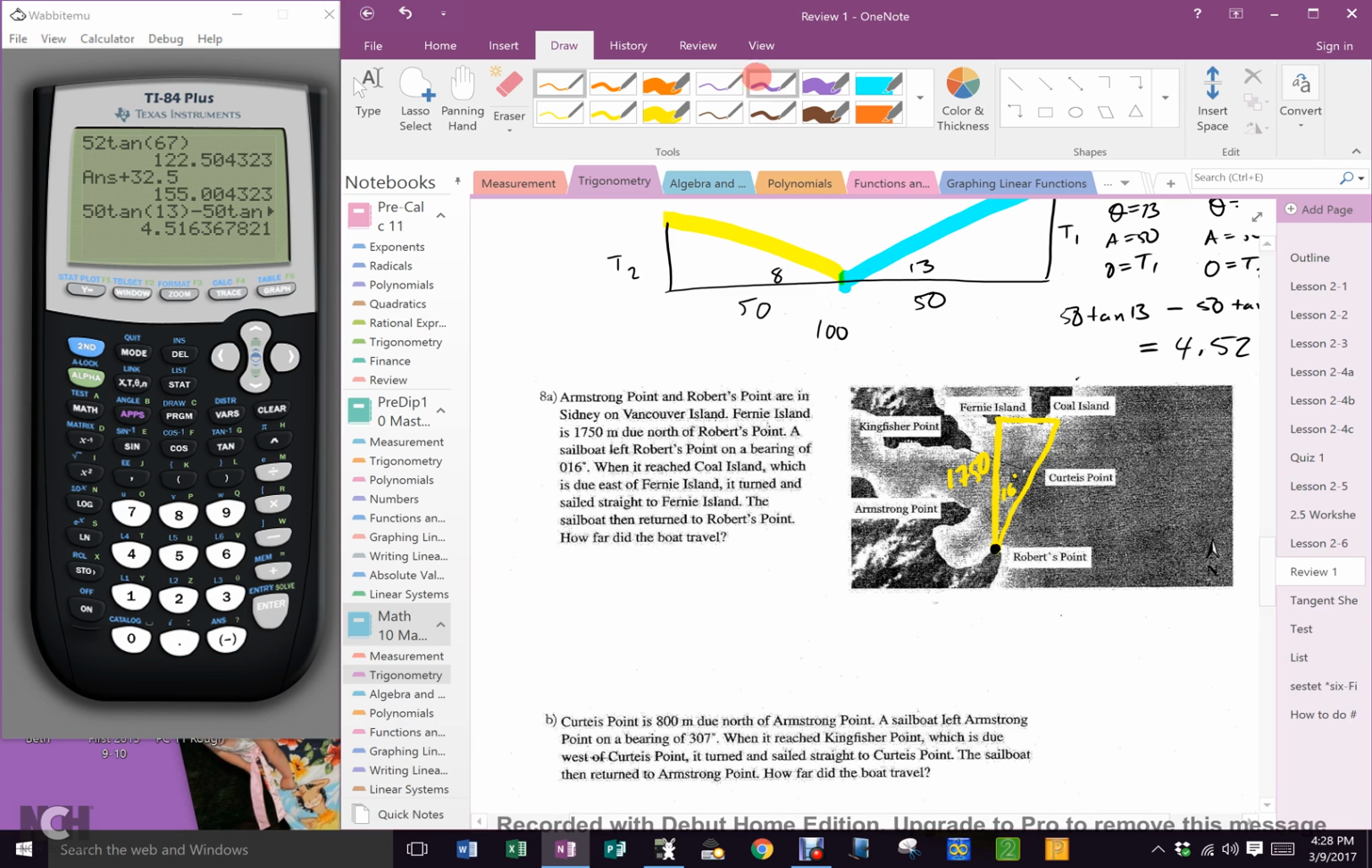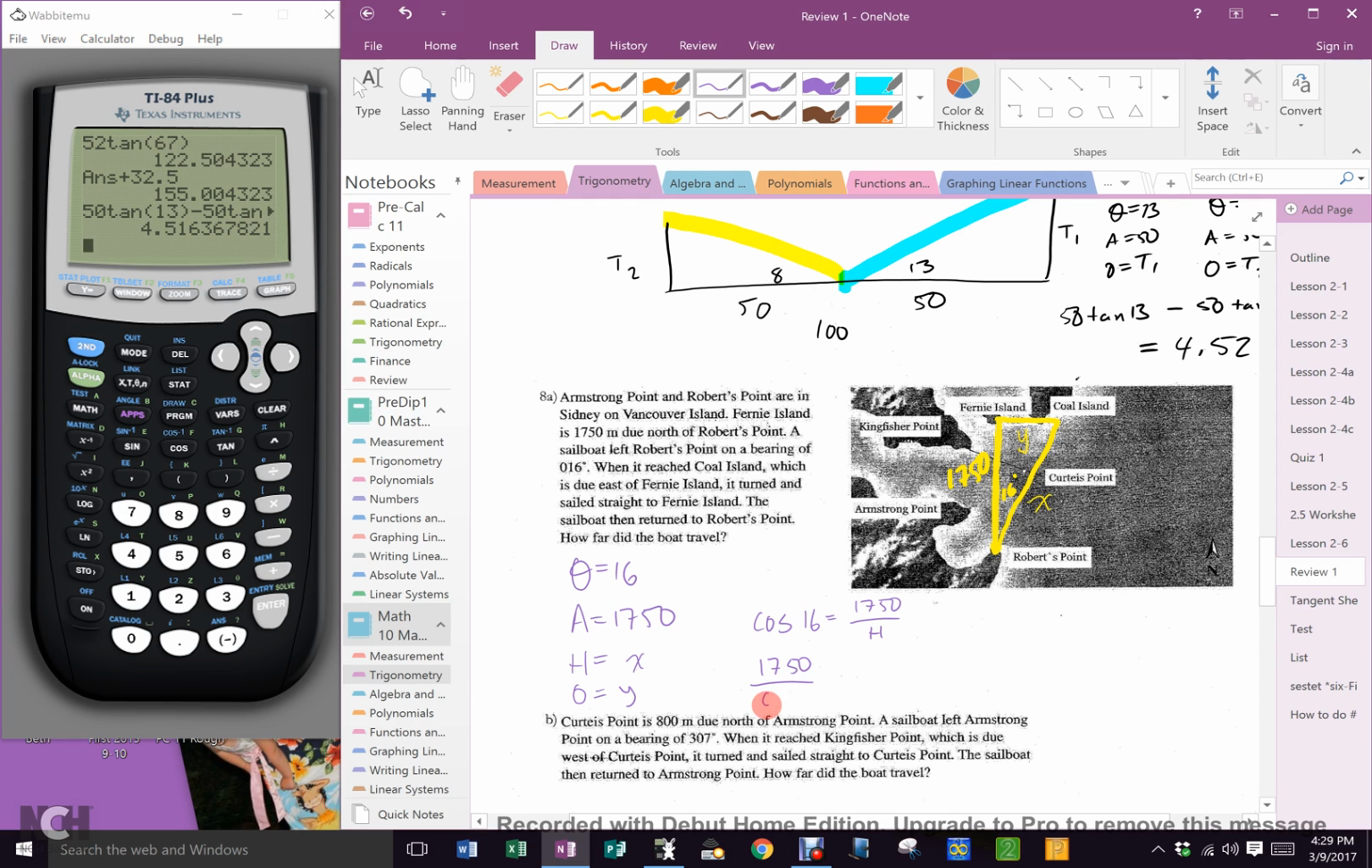So I have a theta of 16. I have an adjacent of 1750. And I want to know how big this whole triangle is because he sailed the whole triangle. So I need to find the hypotenuse, which is x, right out here, and I need to find the opposite, which is y. So what uses a and h? I need cos of 16 equals a 1750 over h. That'll find me h.